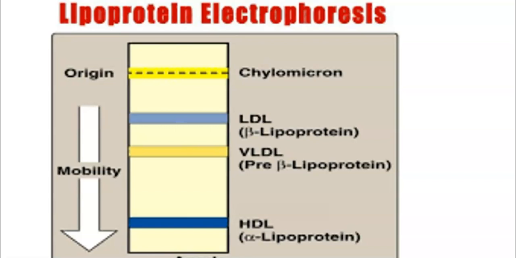So, at the position of origin, we can see chylomicron and after that LDL. LDL is known as beta lipoprotein. Then VLDL is known as pre-beta lipoprotein, and then HDL. HDL is the first one that moves towards the anode. It is known as alpha lipoprotein. So, from back to front, we can call HDL, VLDL, LDL and chylomicron. Chylomicron is at the origin and HDL has the fastest mobility.